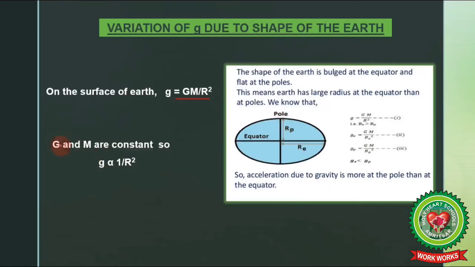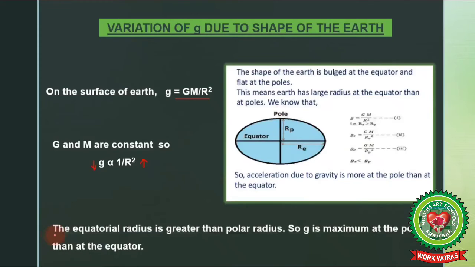Now in this relation, G and M are constant. So g is inversely proportional to r square, means square of radius, which means that the more the value of radius, the less will be the value of acceleration due to gravity, because they are inversely proportional. So now you come to know that as at equator radius is more, acceleration due to gravity will be less. On the other hand, at poles radius is less, so acceleration due to gravity is more, right?